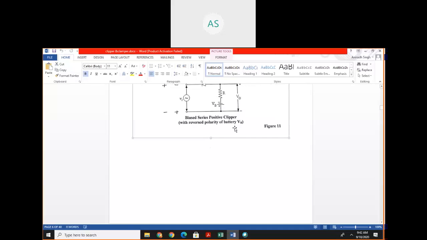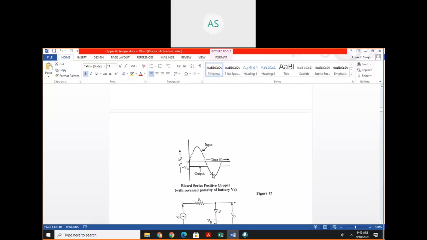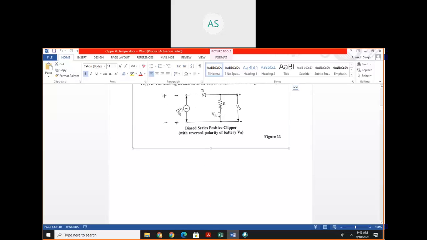suppose that the value of VI is 5 volt and the value of VB is 2 volt, 5 minus 2 is 3 volt and the negative terminal of 3 volt is connected to cathode. It means that this diode is forward biased. Forward bias means current is flowing in this circuit and output follows input. For this case, when the value of input voltage is 5 or greater than VB. Suppose the value of input voltage is 1 volt.